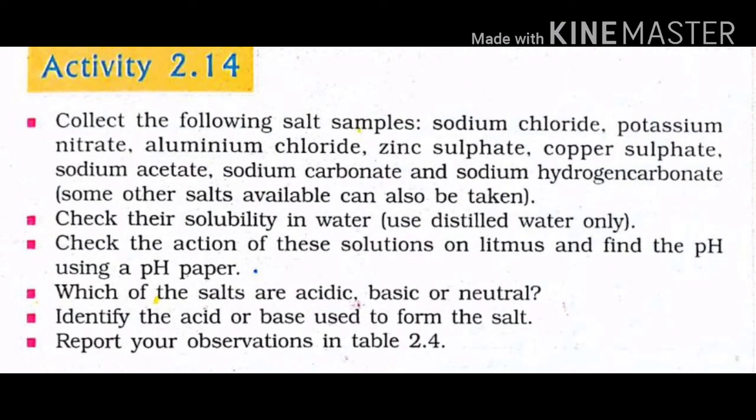We have learned about different types of salts on the basis of their pH. Now, let us determine the pH of some salts through an activity. Activity 2.14. Collect the following salt samples: sodium chloride, potassium nitrate, aluminum chloride, zinc sulfate, copper sulfate, sodium acetate, sodium carbonate, and sodium hydrogen carbonate.